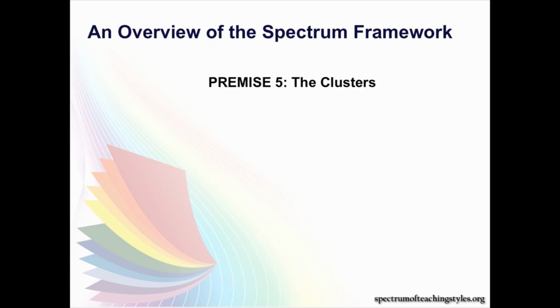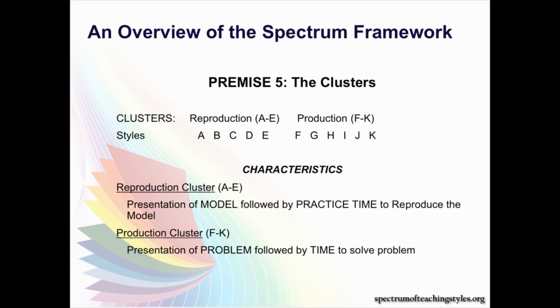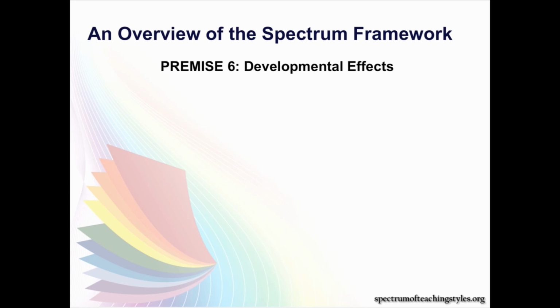Premise 5, the clusters. These teaching styles can be seen to represent the two basic human thinking capacities, reproduction thinking and production thinking. In this sense, there are two clusters of teaching styles. The reproduction cluster comprises styles A through E, and the production cluster comprises styles F through K.